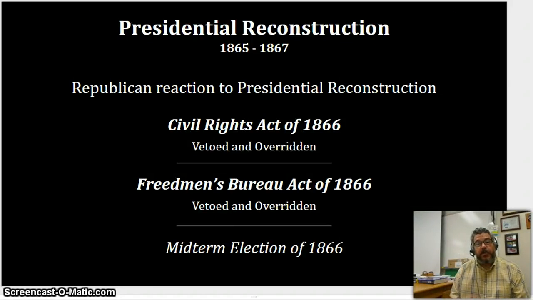But Republican power has grown to the point in Congress, because of the reaction to presidential veto, that Congress will be able to override the veto. Of course, that's a pretty tall order, given that it takes a 2/3 majority to override a presidential veto. But now we have a coalition of radical Republicans and moderate Republicans who are positioning themselves opposite the president. Congress will pass or renew the Freedmen's Bureau with the Freedmen's Bureau Act of 1866, also vetoed by the president, and also overridden by Congress.